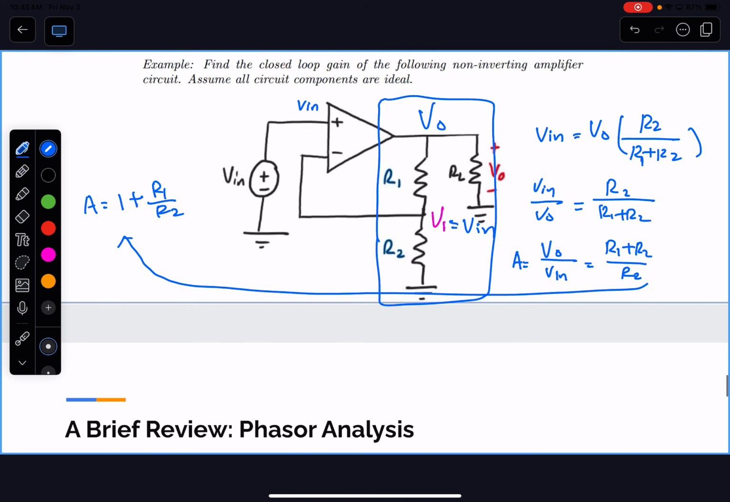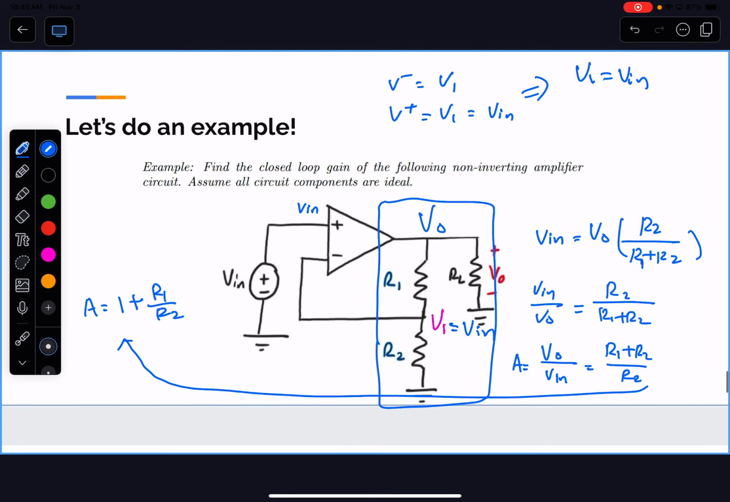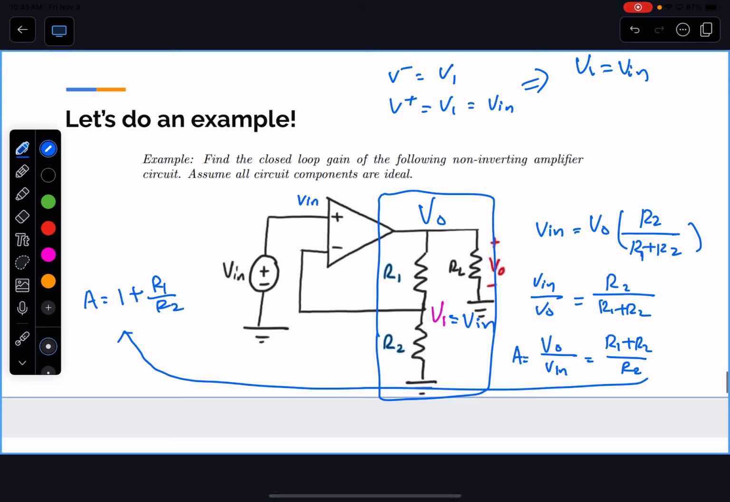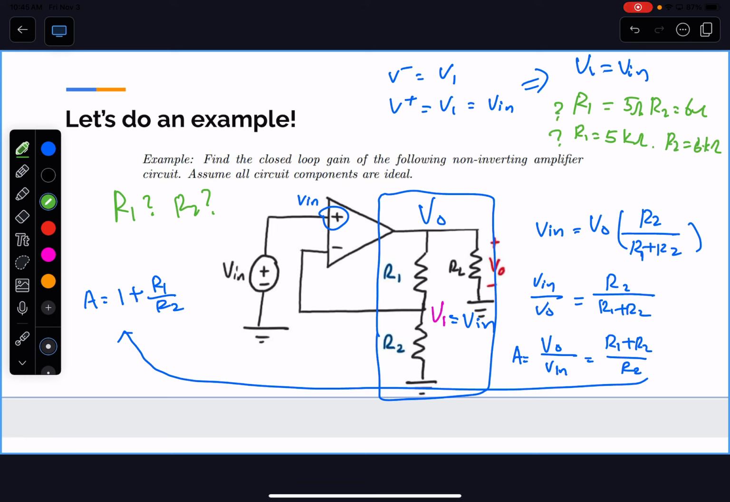So that's that. Any questions with this so far? Good? Feeling good about it? So when you're in the exam and you see something wired into plus, you know that's non-inverting. A question I have for you guys is, what would be a good choice of R1 and R2? I don't care about amplification right now. Would it be a better idea to choose R1 equals 5 ohms, R2 equals 6 ohms, or R1 equals 5 kilo ohms and R2 equals 6 kilo ohms? Which choice is better?